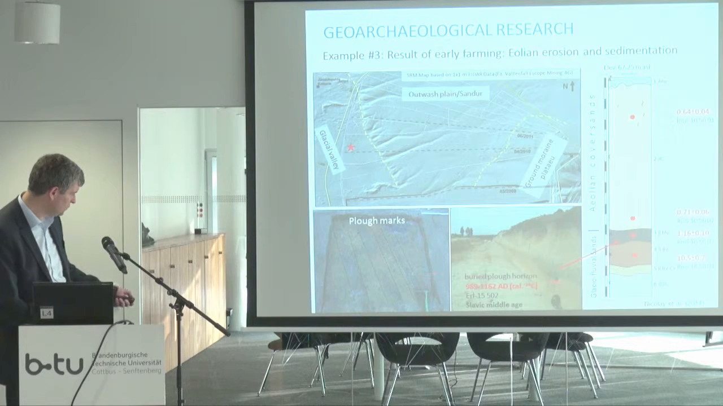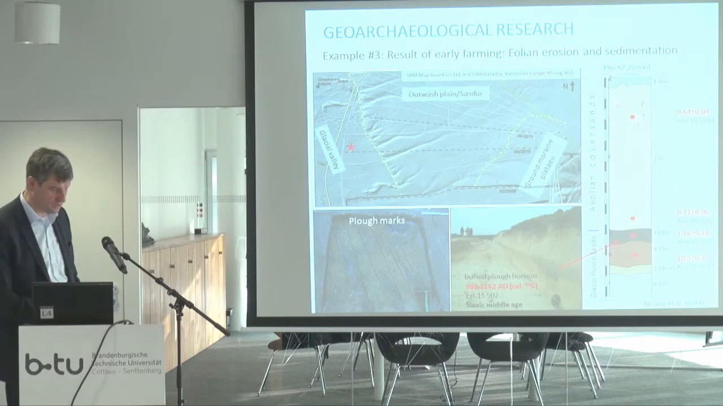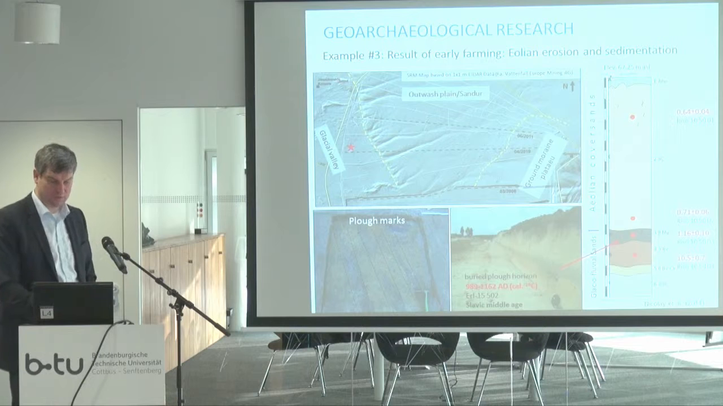This is a top view. This is the section in the profile. And on top of this plowing horizon, we have this brighter material, which is an aeolian sediment. So by dating this plowing horizon to these ages, about 1,000 years before, we know that there was plowing in the area 1,000 years before, and then afterwards an aeolian sedimentation with sand.